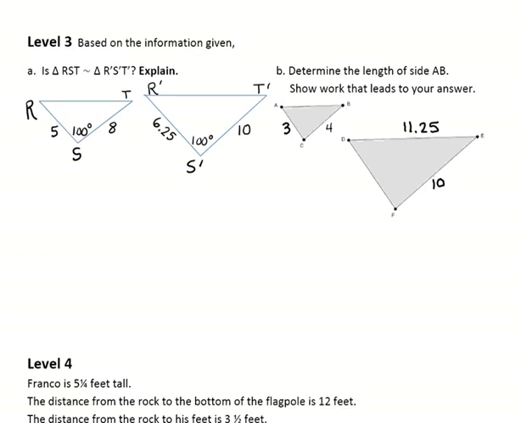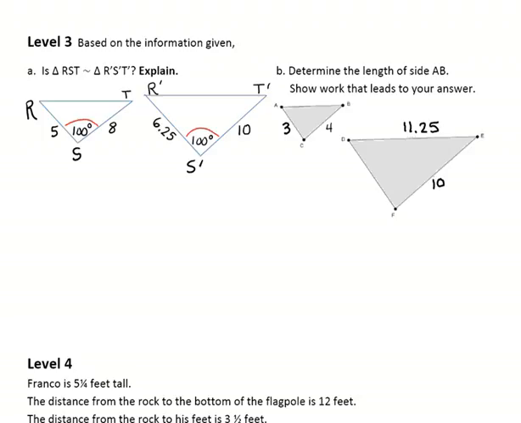Level 3 questions. Based on the information given, is triangle RST similar to R prime, S prime, T prime? All right, so the first thing I notice is that I have a 100-degree angle in each triangle. So I have one pair of congruent angles, and that is not enough. So the next thing I want to check is, are the side lengths in proportion?